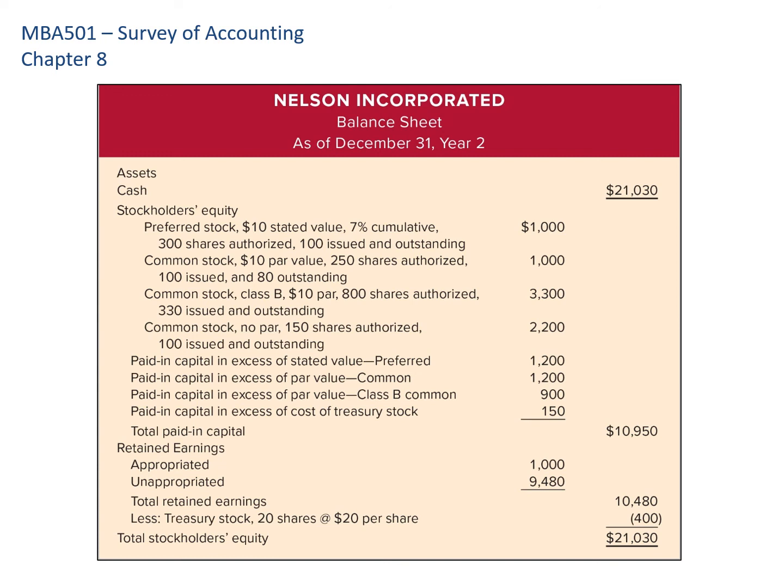And it says how many shares of preferred stock have been authorized and how many are issued and outstanding. So the board of directors has said you can issue up to 300 of these shares without coming back for permission, but only 100 have been issued.